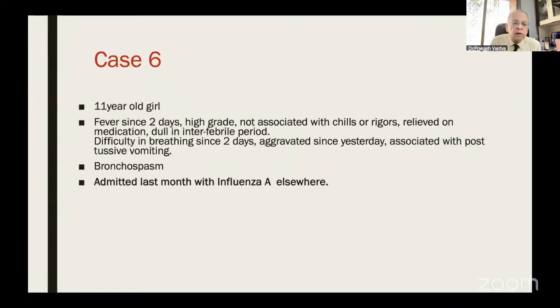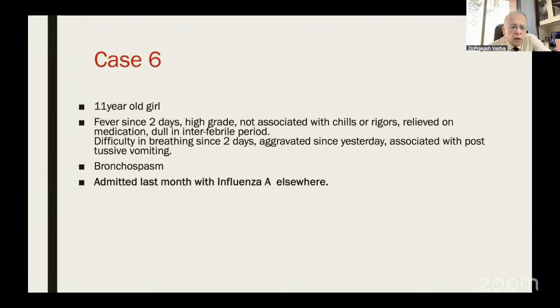It's a yes/no story. Let's take one more case of an 11-year-old girl with fever since 2 days, high-grade fever, not with chills and rigors, and she was dull in the interfebrile period. She came to us with tachypnea, difficulty in breathing for 2 days, and associated post-tussive vomiting. The child had severe bronchospasm. Now, the interesting part is that last month she was admitted to another hospital and they found influenza A, and they gave oseltamivir for 5 days. The child was better in between.